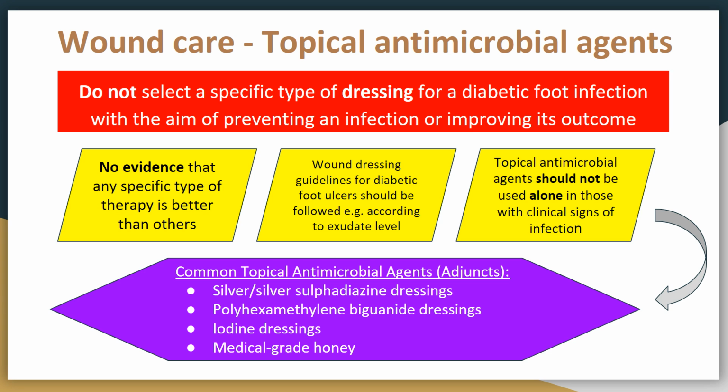Topical antimicrobial agents should not be used alone in those with clinical signs of infection. However, common topical antimicrobial agents that may be considered for use as an adjunctive therapy for diabetic foot infections include dressings containing silver or silver sulfadiazine, polyhexamethylene biguanide dressings, iodine dressings, for example, povidone iodine or cadexomer iodine, or medical-grade honey.